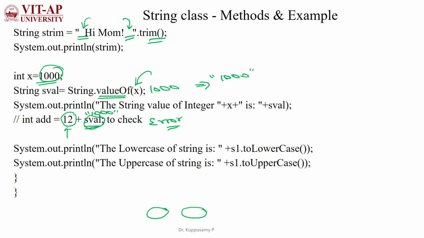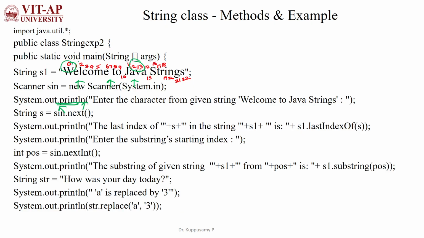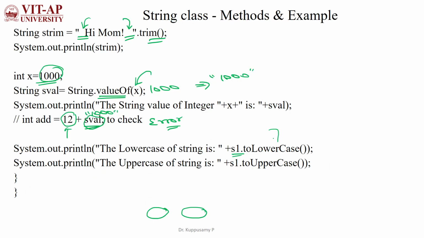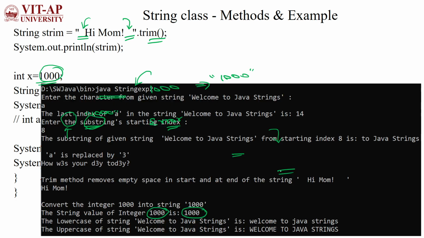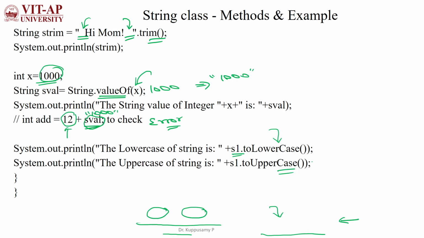And next I'm going to convert the given string s1. S1 is this one. S1 is converted with all letters into lowercase, and the second one with all letters into uppercase. As per this, our output is given here. You see, all the letters from the given string are converted into lowercase letters. All the letters in the given string are converted into uppercase by using these two methods.